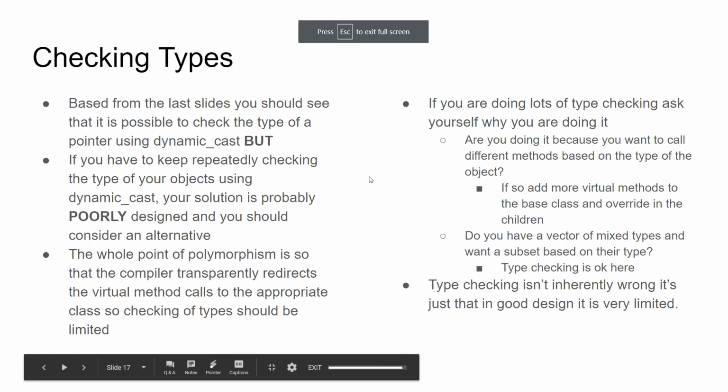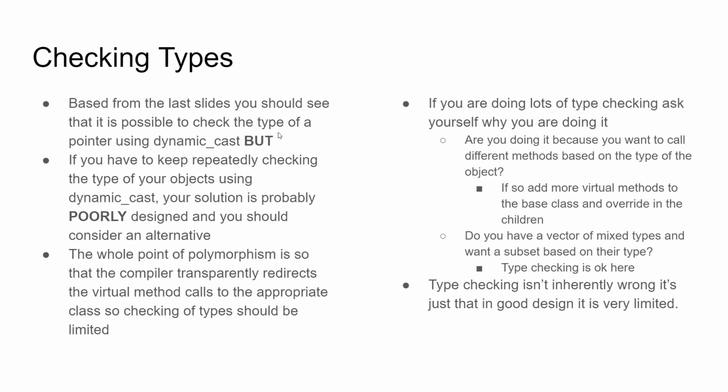So what we just saw was checking the types. It is possible, again, to use dynamic cast, but if you have to keep checking, you're doing a bad job. The whole point of polymorphism is so that the compiler transparently redirects the virtual method calls to the appropriate class. So type checking should be limited. If you do end up doing a lot of type checking, ask yourself, why are you doing this? If you're like, well, I want to do something different if it's a this, or if it's a that, or if it's the other thing, maybe there should be some method in the parent class that you can just override in the children to have it do the different thing for the different types.